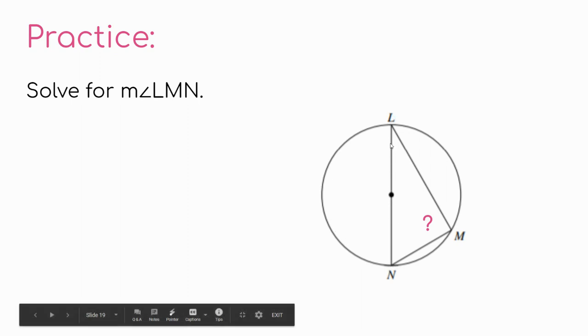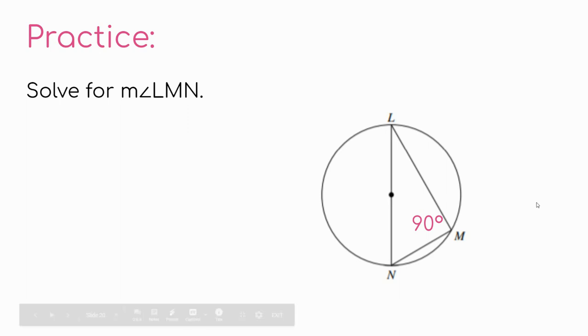LN is a diameter. Diameters are 180 degrees, which means this arc is 180 degrees. LMN is an inscribed angle, so half of 180 is 90 degrees. Anytime you have an inscribed angle on a diameter, it's always going to be 90 degrees. So just like for central angles, you've got to remember that diameters are 180.